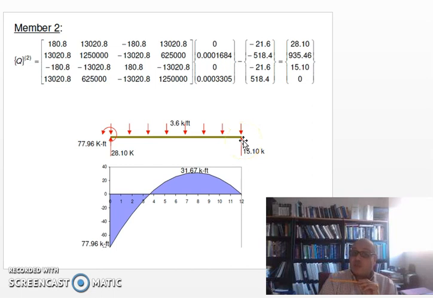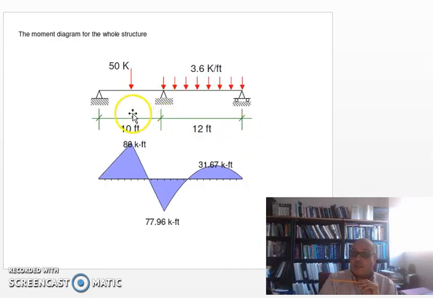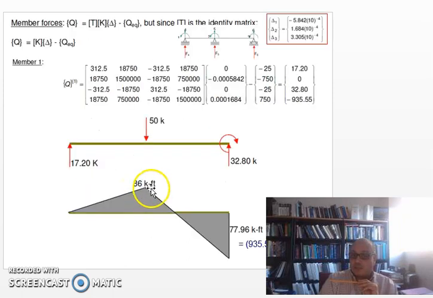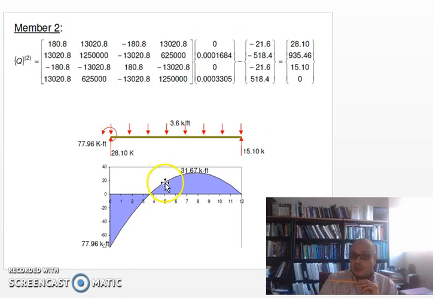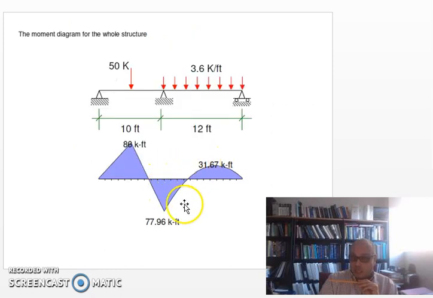Can I add these two members together, assemble them? Here we go. We assemble those. You have the first bending moment as you had it from this figure, and then the second one right here, it will be added right there, and you are done with this example.